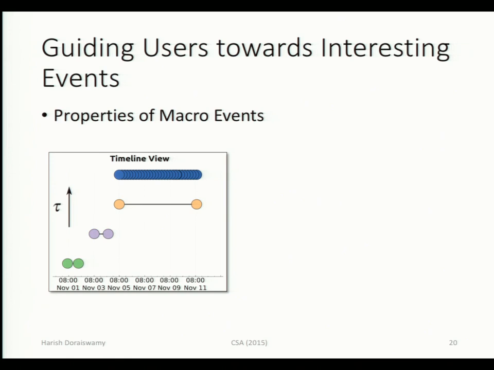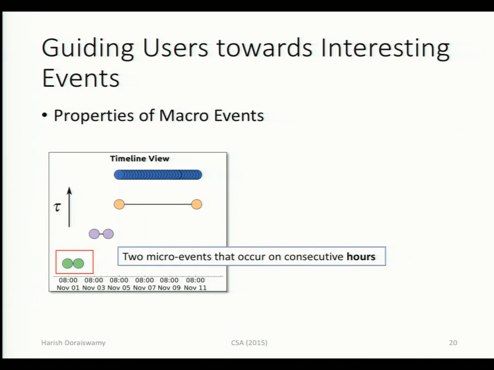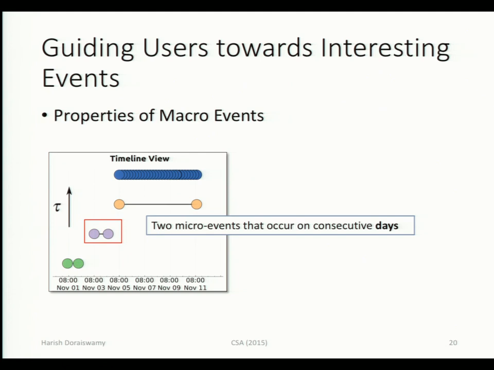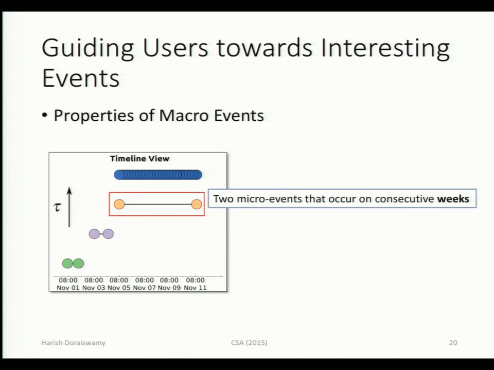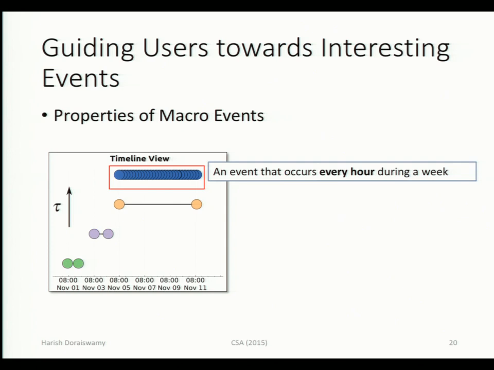The first one is what we call the timeline view. Here I have four different event groups or macro events. The first green event has two micro events. The typical example is a bike tour again, which occurs in consecutive hours. What we visualize here is the time of the events, and since they are connected. In this case, you have two events that occur on consecutive days. So maybe something happened today at 10 a.m., and the same thing happens tomorrow at 10 a.m. This one is like two events that happen on consecutive weeks. And in this particular example, this is an event that occurs every hour during every day over the entire week.